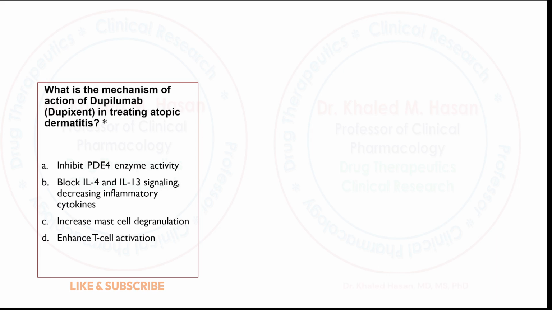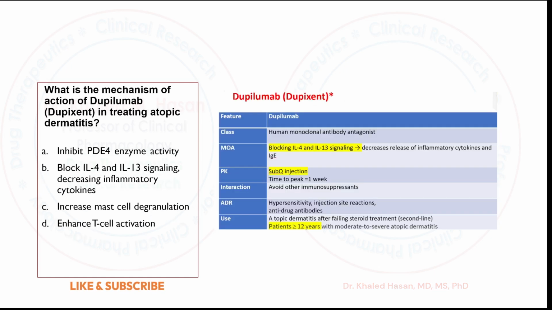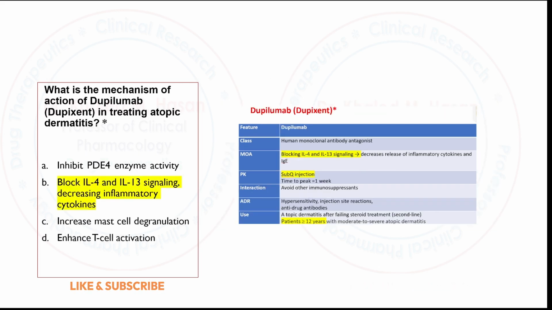Okay, what is the mechanism of action of Dupixent in treatment of atopic dermatitis? As you can see here, Dupixent works by blocking interleukin 4 and interleukin 13. So the correct answer will be B. Dupixent blocks interleukin 4 and interleukin 13, decreasing inflammatory cytokines.